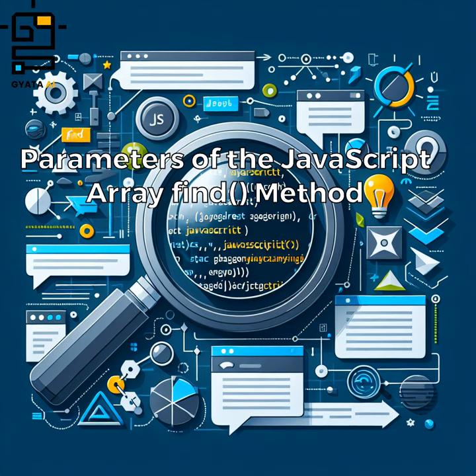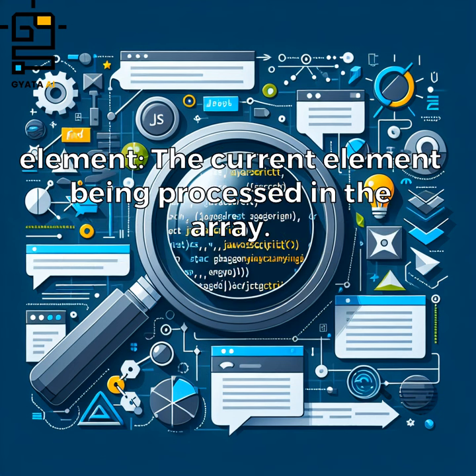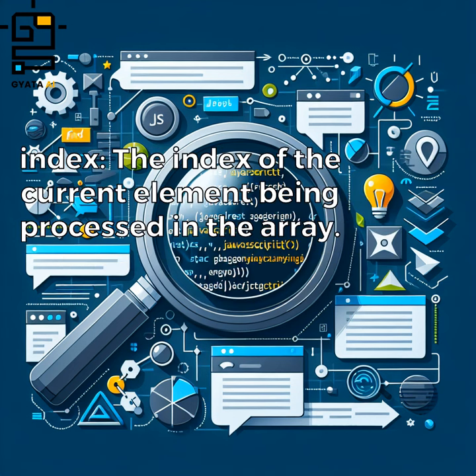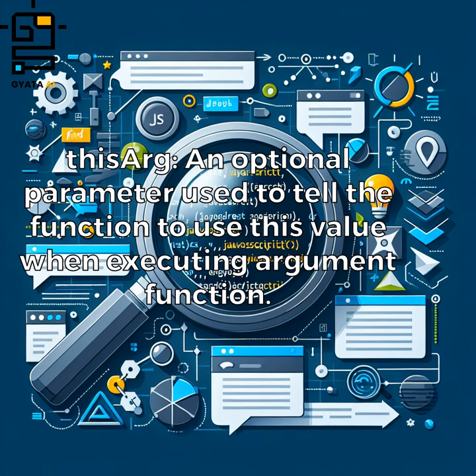Parameters of the JavaScript Array Find method. testCallback, a required function that will be executed for each element in the array until it returns true. Element, the current element being processed in the array. Index, the index of the current element being processed in the array. Array, the array find was called upon. thisArg, an optional parameter used to tell the function to use this value when executing the callback function.